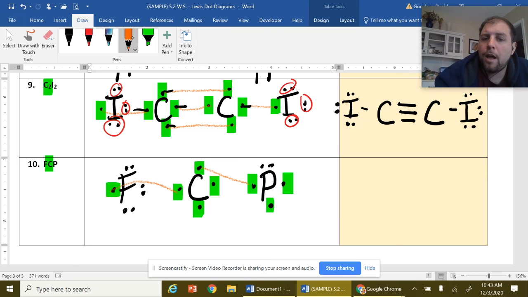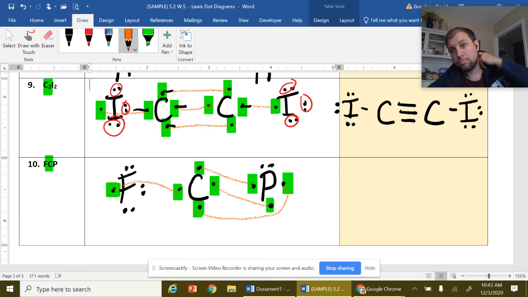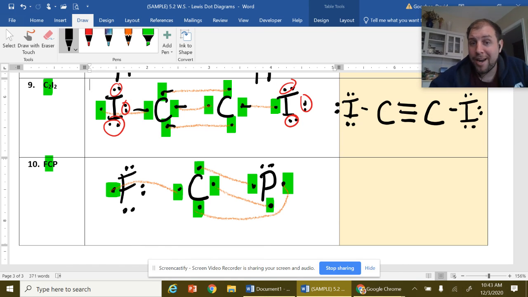Maybe I connect the fluorine to this carbon. And then now, maybe I connect this carbon and this phosphorus 3 times. This works. Every electron is paired up, every lone unpaired electron is attached to another unpaired electron on another atom. So this works.